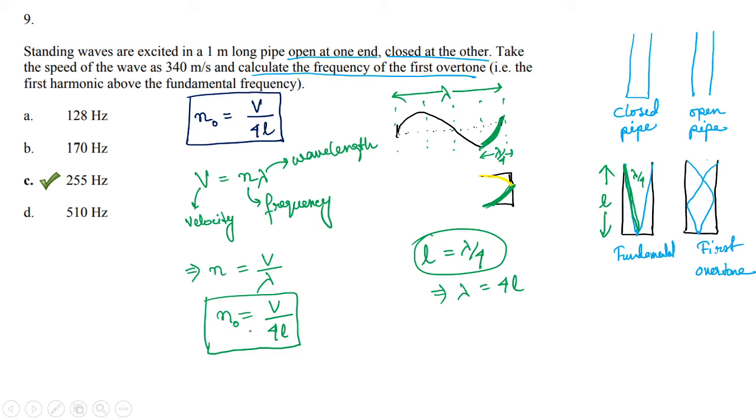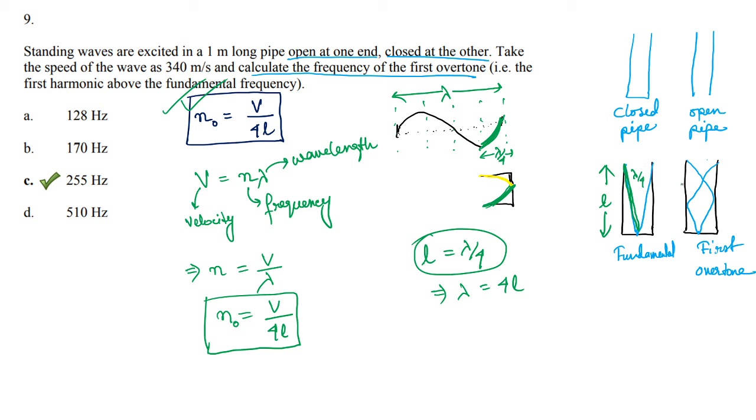If you can't remember it, then you can find it in your exam also, but it's better to remember the formula for fundamental frequency. It's very easy. That is N0 equal V by 4L, right? So what will be the frequency of first overtone? Now the frequency of first overtone will be 3 times of the fundamental tone.